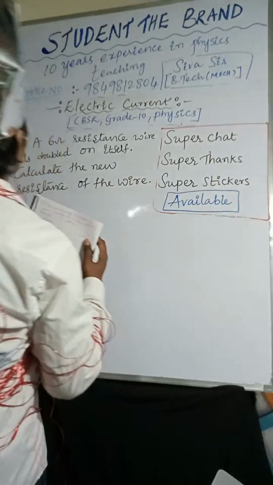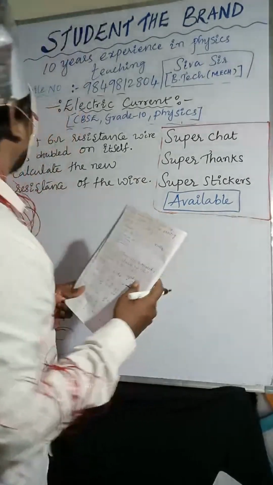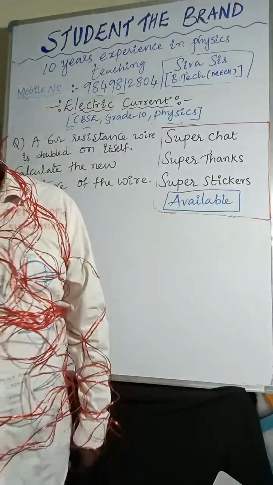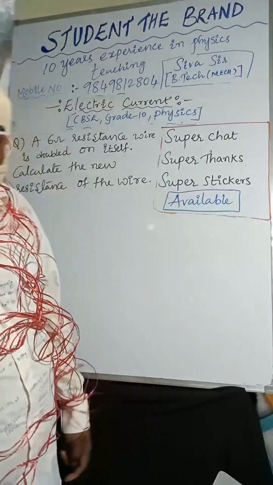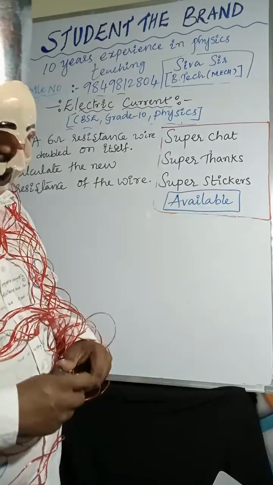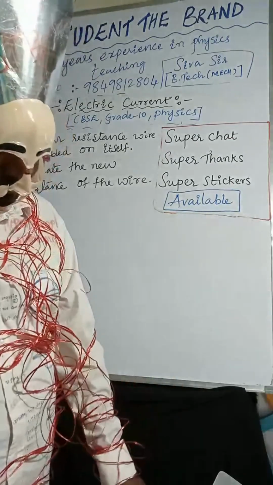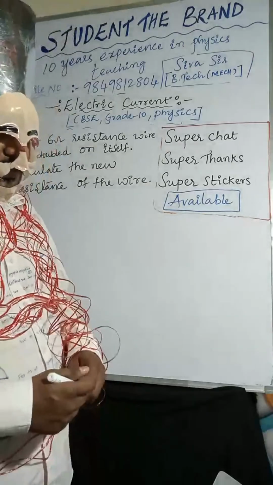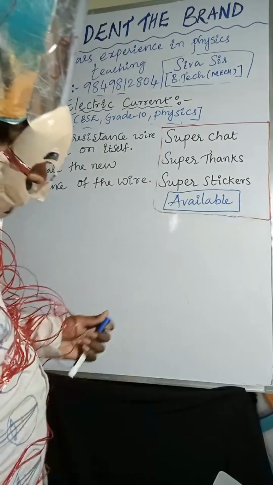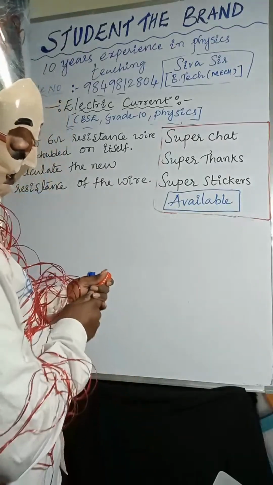A 6 ohm resistance wire is doubled on itself. Calculate the new resistance of the wire. Can anyone try to solve this question? So I'll explain this question.